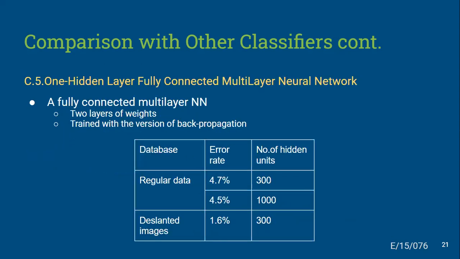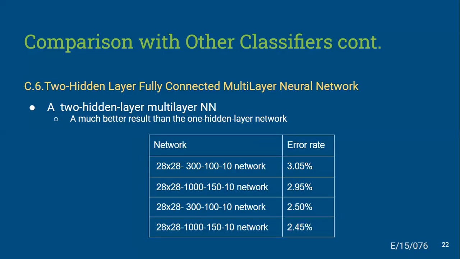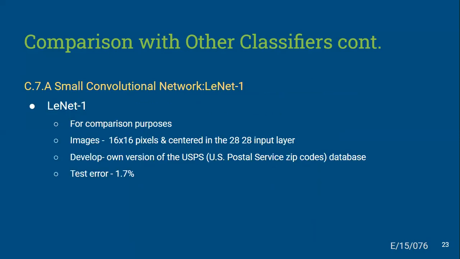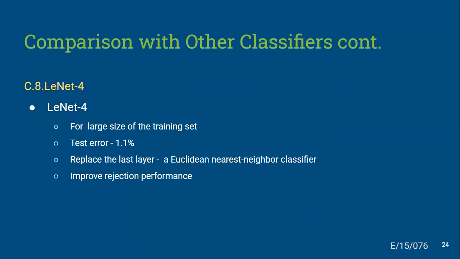The next one is the one hidden layer fully connected multi-layer neural network, and it gave a lower error rate of 1.6% on deslanted images with 300 hidden units. The next classifier is the two hidden layer fully connected multi-layer neural network, with an error rate of 2.45%. LeNet 1 is the next classifier and it has an error rate of 1.7%. And the next classifier is LeNet 4 with a test error rate of 1.1%.